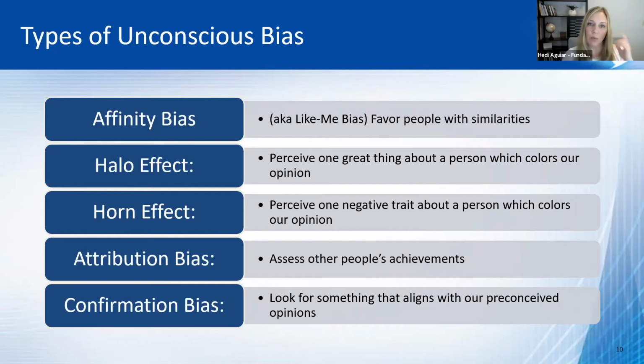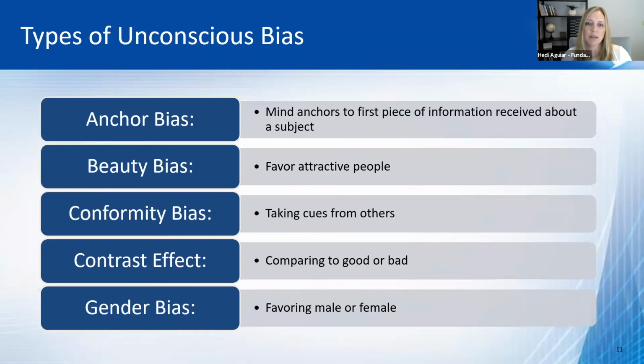Confirmation bias is where we have a preconceived idea about something, and we look for information to confirm our idea, and we're not open to seeing anything else that is being presented. Anchoring bias is where we hear one piece of information and we anchor on that and we miss everything else that's being said or presented, and so consequently we miss the point. Beauty bias is where we favor attractive people. Conformity bias, this is a huge challenge in organizations. Conformity bias is where we take cues from other people. We hear something somebody else said and now we pick up on cues from them.